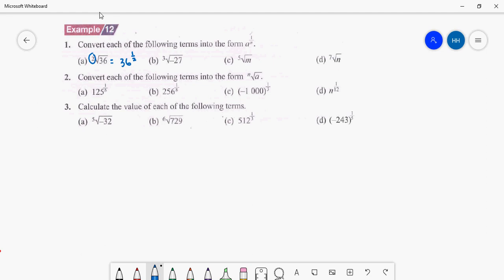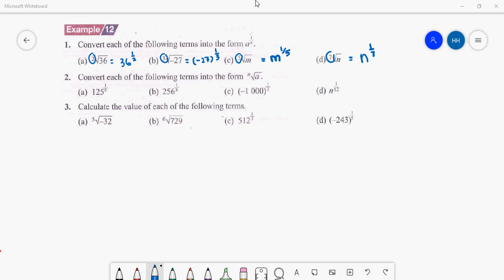Question B. This is equal to negative 27 inside bracket, because this is number 3, so to the power of 1 over 3. This one, fifth root m. Fifth root, this is number 5, so m to the power of 1 over 5. And question D, because this is 7, so n to the power of 1 over 7.